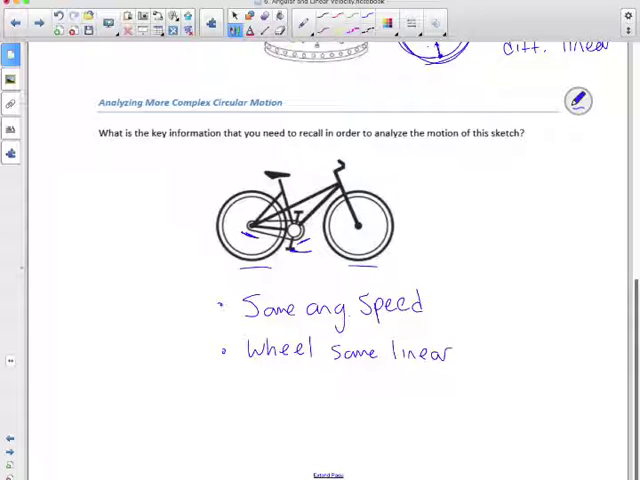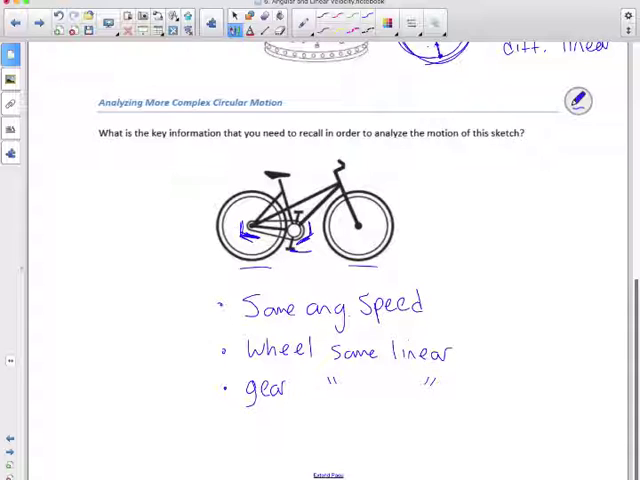They're propelling the bike forward, they're moving the same distance, covering the same amount of ground over the same amount of time. And then the two gears, the one that's attached to the wheel, right up here, and the one that's attached to the pedals, are going to have the same linear speed, just like in the first example.